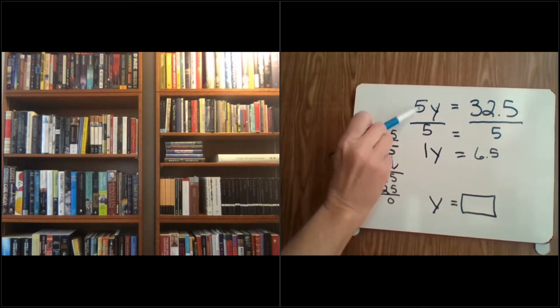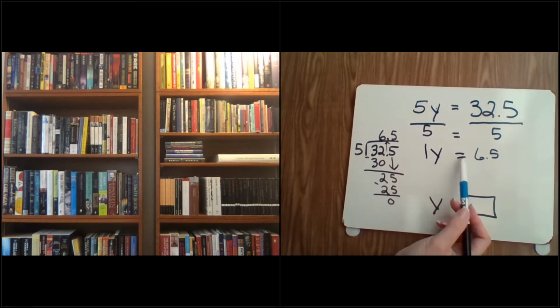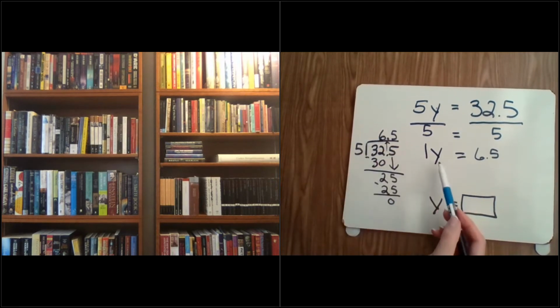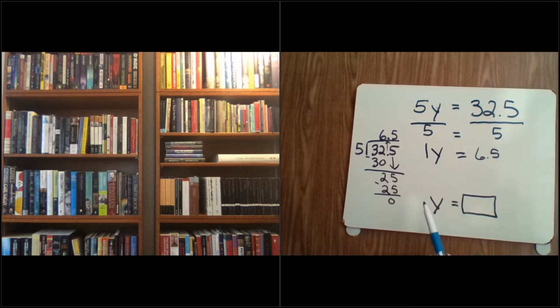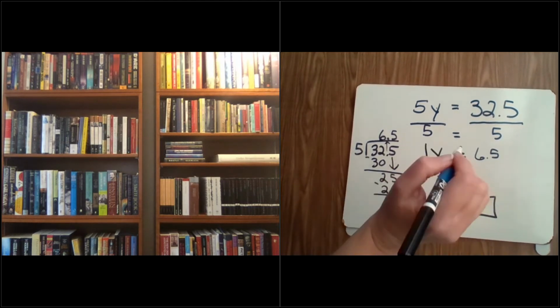Now here, when I divided 5 divided by 5, that answer was 1. And so I wrote 1y equals 6.5. That's absolutely correct. There is nothing wrong with that answer. But typically, we don't write our answer that way. We don't format it that way. We should understand that 1y is the same thing as just saying y. So you will almost always see the answer written like this.